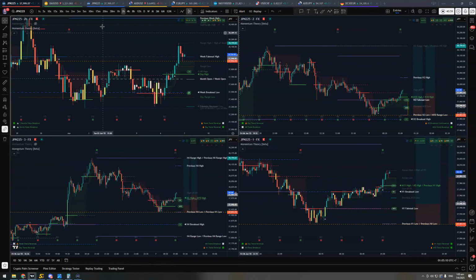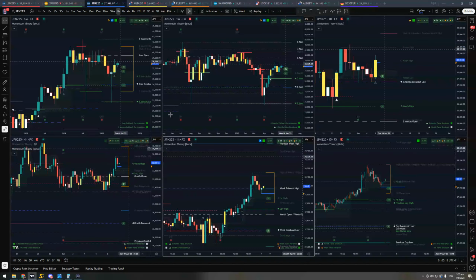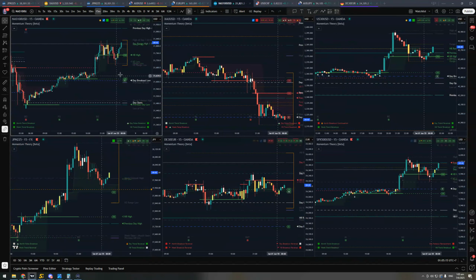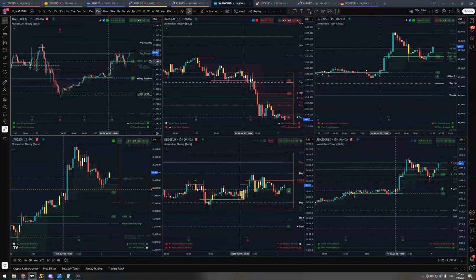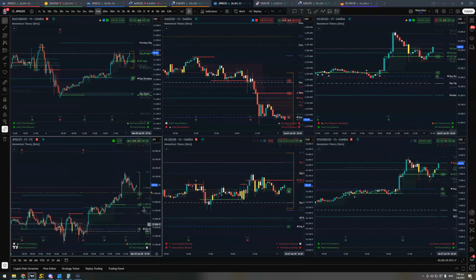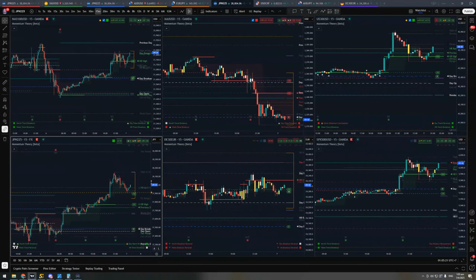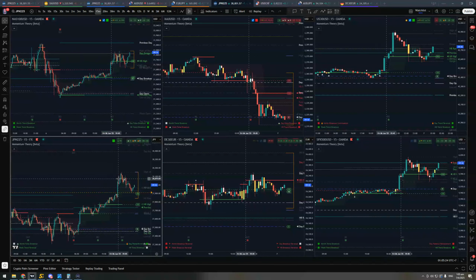But just to recap, I was looking at Nikkei. The reason why is because all the others were kind of in a range, while I felt that Nikkei was breaking out of a range. And so that's why I focused on that one.